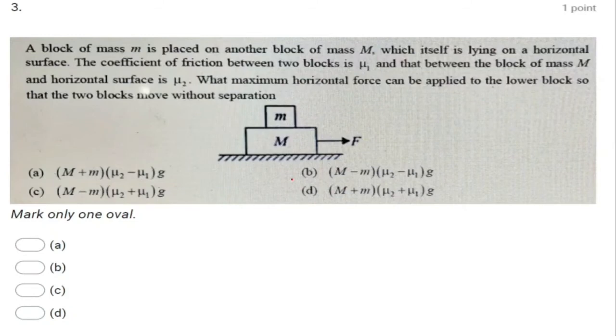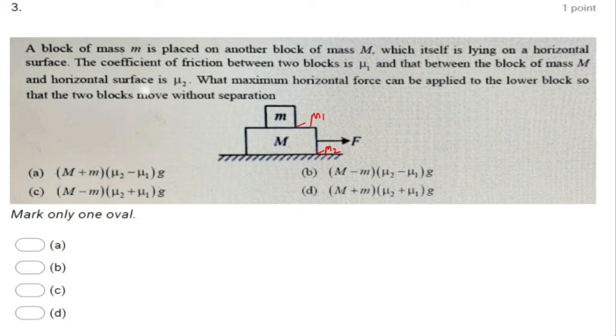Alright, now let's do question number 3. A block of mass m is placed on another block of mass capital M, you can look at the picture here, which itself is lying on a horizontal surface. The coefficient of friction between the two blocks is mu1. So here the friction between m and capital M is given as mu1, and that between the block of mass capital M and the horizontal surface is given as mu2.